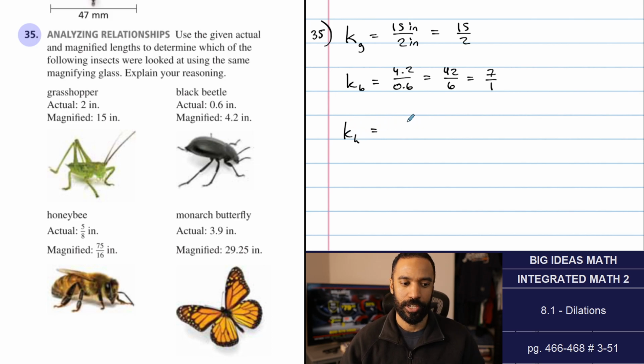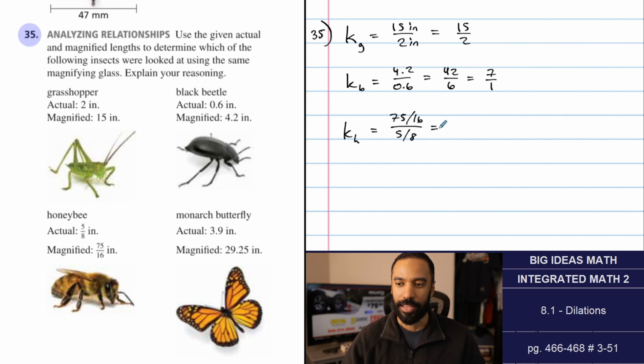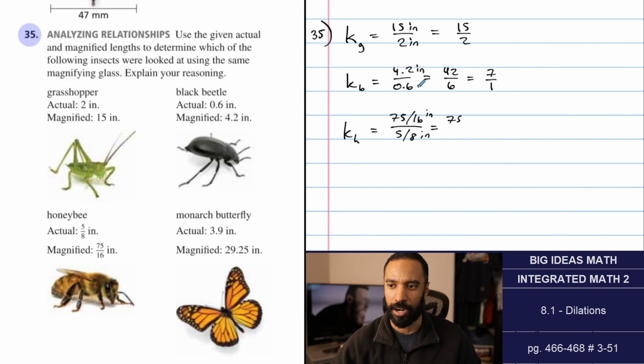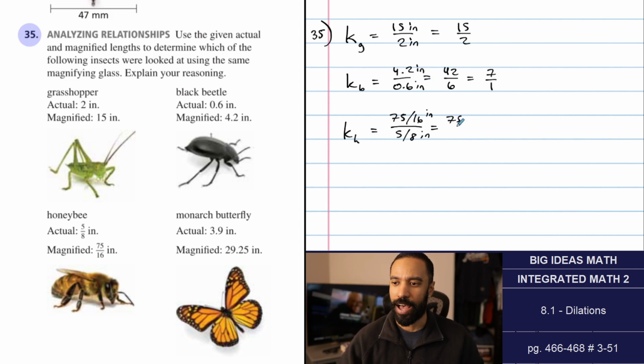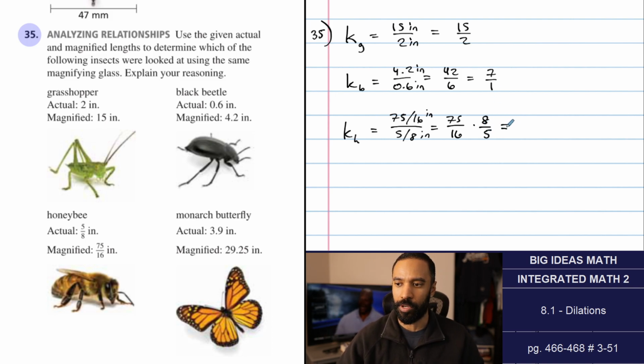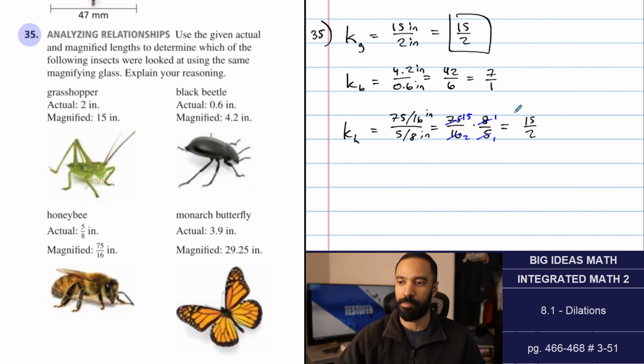K sub H, let's do 75 over 16 divided by 5/8. Now this is the same thing as doing 75, and by the way, these are inches over inches and inches over inches. Not that it's going to matter. This is 75 over 16 times 8 over 5. What's nice about this is we can reduce fractions across. So 8 over 16 is 1/2. 75 over 5 is 15 over 1. So this gives me my 15 over 2. I imagined that was probably the one that would match up. So these are the same.